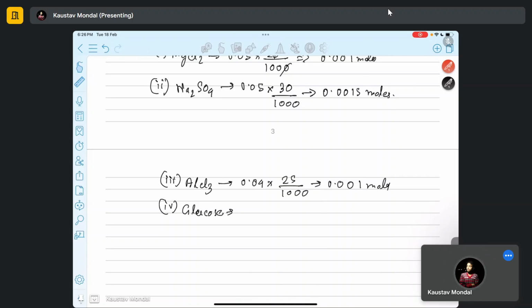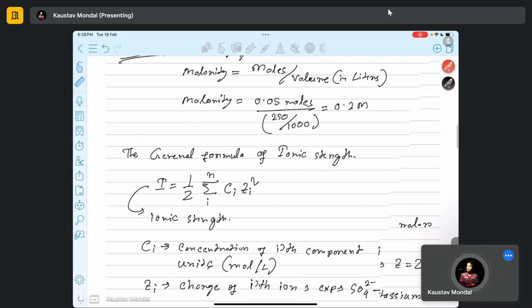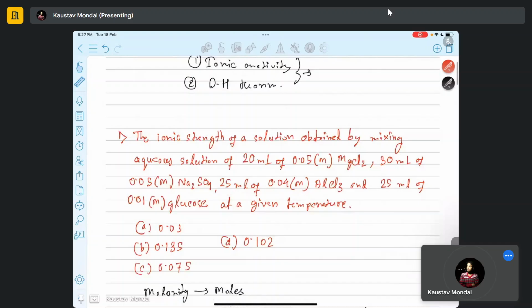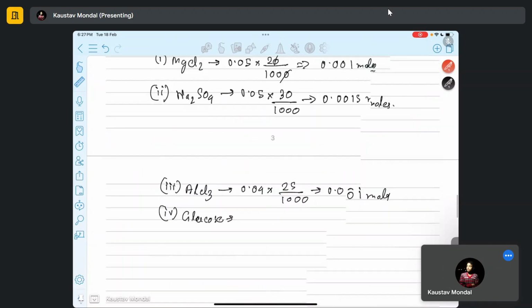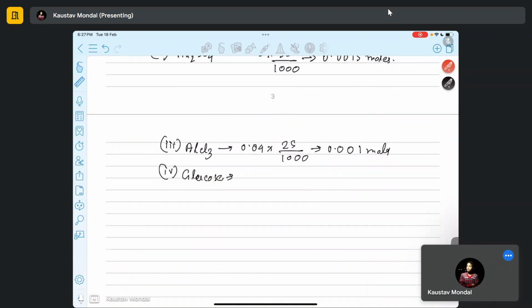The fourth solution was glucose, 25 ml of 0.01 M. So it will simply give you 0.01 into 25 by 1000. So this will be 0.00025 moles, right? I think yes, this is fine.